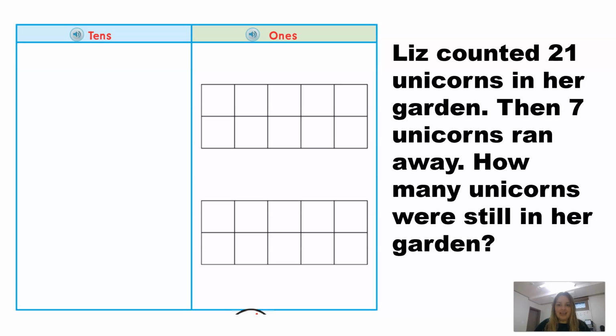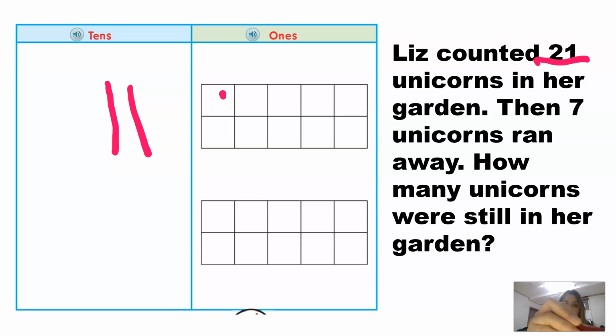Okay, so here is a template that we're going to use, and here is a word problem. We are going to use the template in order to solve our word problem. Here we go. Liz counted 21 unicorns in her garden. So the very first thing that I'm going to do is model 21 unicorns. How do you draw 21 unicorns? Well, 21 is 2 tens and 1 one. There we go, 21 unicorns in her garden.